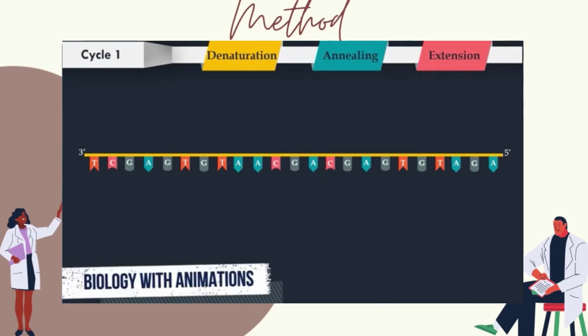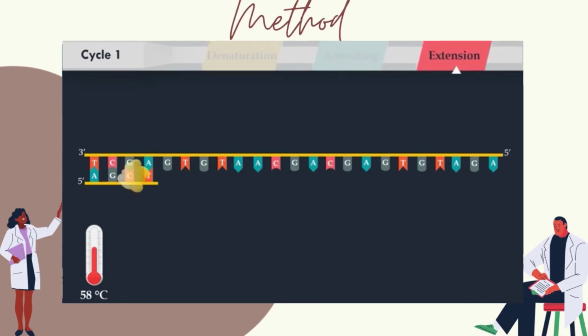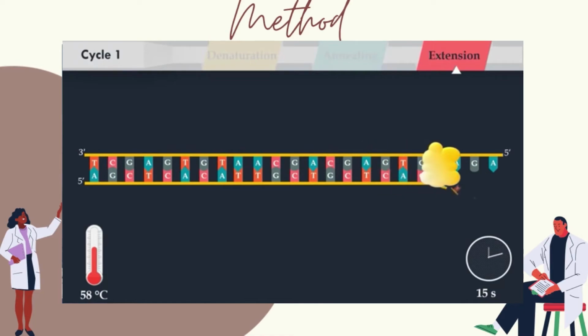PCR consists of series of thermal cycles which are denaturation, annealing, and extension step. The denaturation step is for denaturation of double-strand DNA template, which happens at 95 degrees Celsius. Then the annealing process will be at 58 degrees Celsius. In the extension step, DNA polymerase synthesizes a new DNA strand complementary to the DNA template strand.